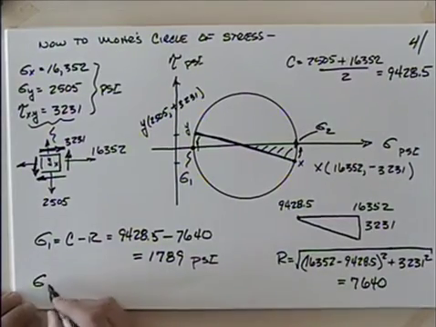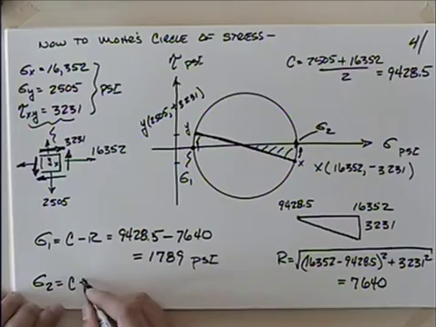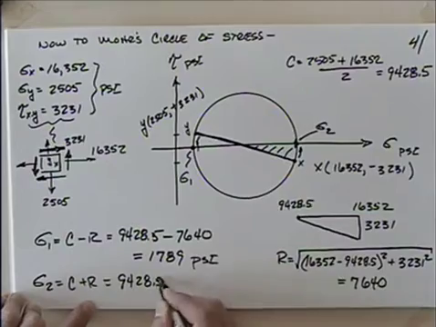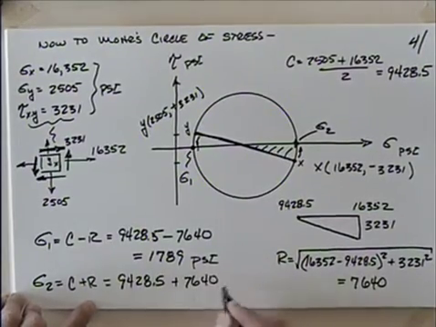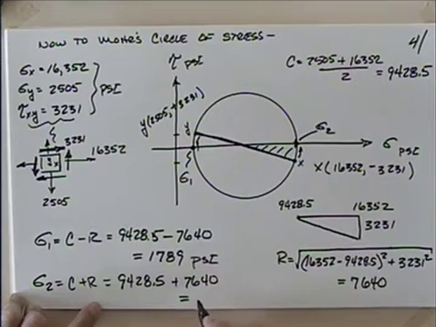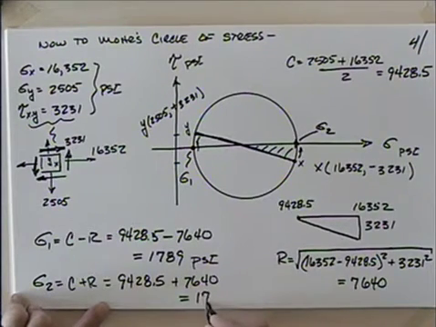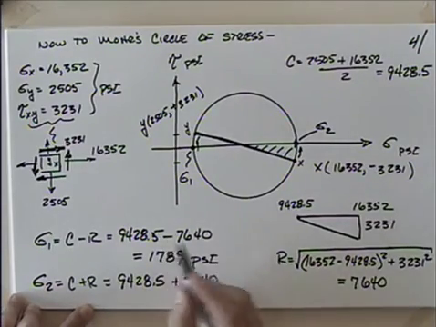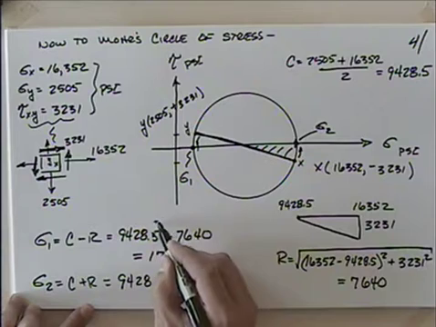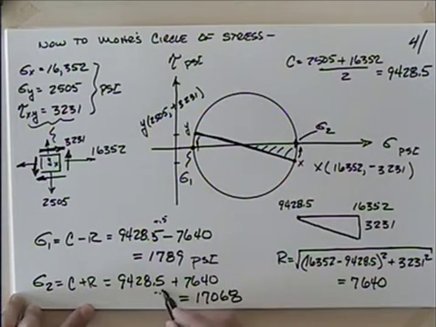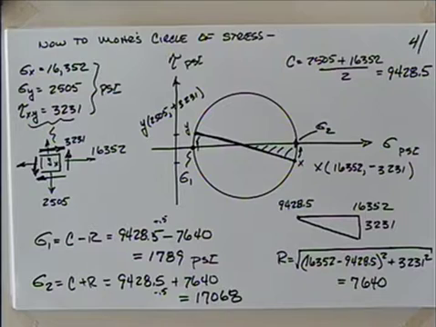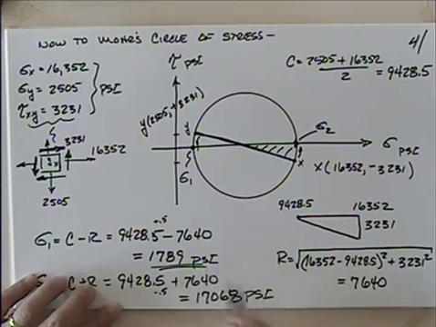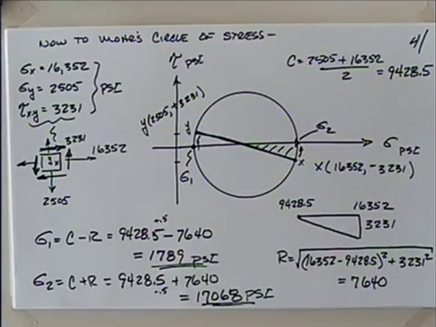Okay. And sigma 2 would be equal to the center plus the radius. So 9428.5 plus 7640, which gives me an answer of 17,068. So here we had to add 0.5. Here we subtracted the 0.5 in terms of rounding that off. So even if you wouldn't have done that, you would have come very close to this value, and our only difference would have been round off.